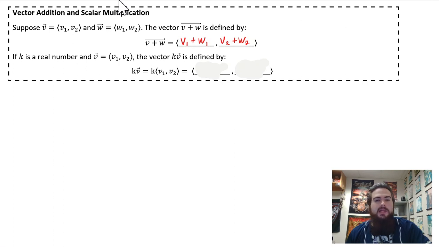Essentially what this is doing is it is combining the overall horizontal movement as our first component and the overall vertical movement as the second component. We also have, if k is a real number and v is again the vector ⟨v1, v2⟩, the vector kv is defined by k times the components v1 and v2, which is essentially just going to distribute the real number k to each component, giving you the new first component of kv1 and the new second component of kv2.